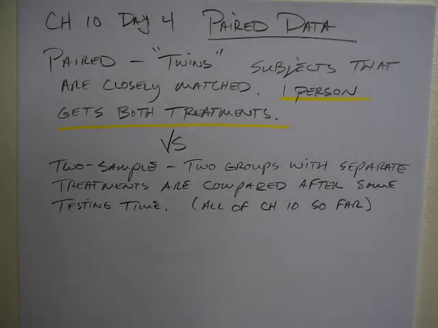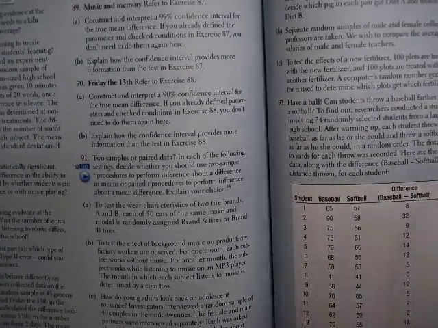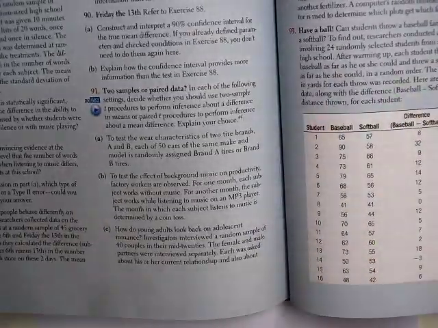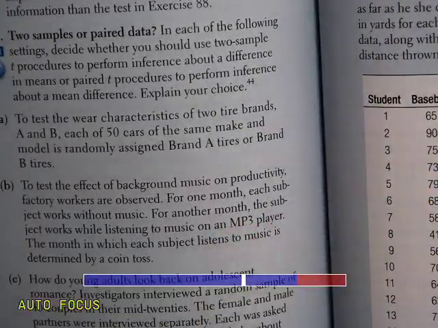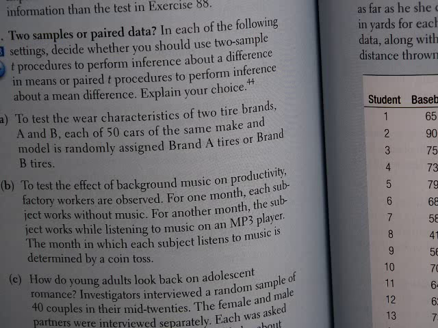Let's see, let me get to the right page here. One of them we're just going to talk through. On page 688, number 91, it's on the board to do, but we'll consider it done when we talk through it. We want to decide, is this paired data or is it two sample? So A here for 91 says, to test the wear characteristics of two tire brands A and B, each of 50 cars of the same make and model is randomly assigned brand A tires or brand B tires. Is that two sample or is that paired?